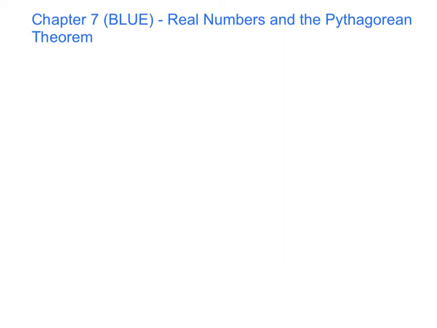This is the beginning of a new chapter. We are in chapter 7, and that's going to be out of the blue book, which is the 8th grade book. We're going to talk about real numbers and the Pythagorean theorem. In section 7.1, we're going to start talking about finding square roots.